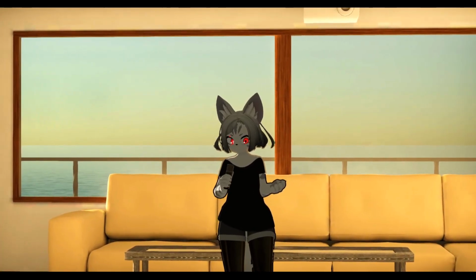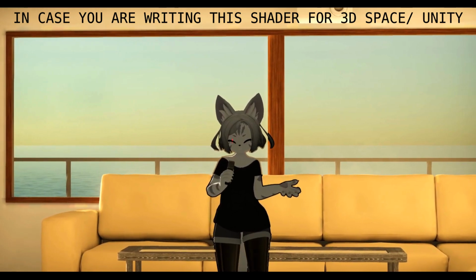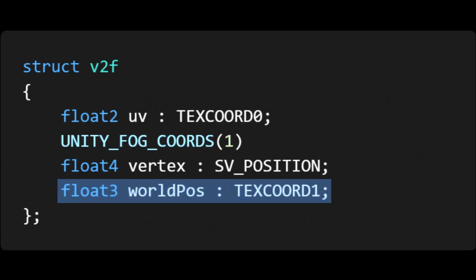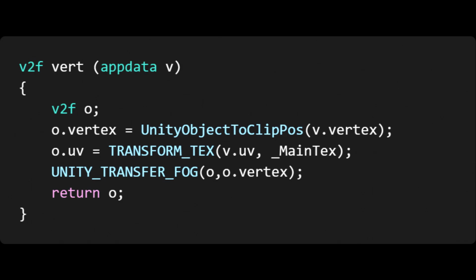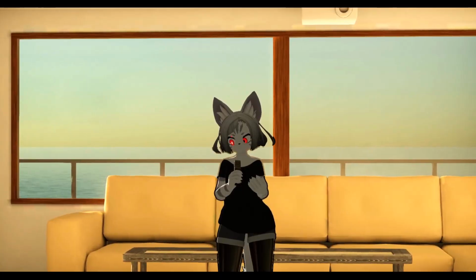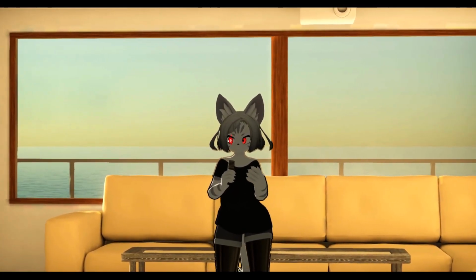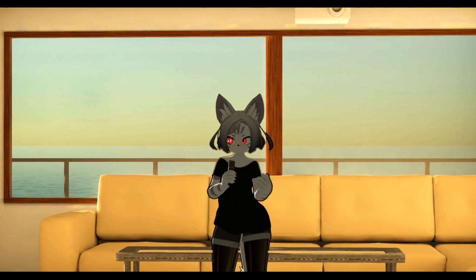Before drawing the rays, we need to get something from our vertices, and that is the wall space position. Simply add a float3 for that vector on the vertex to fragment structure, and on the vertex shader, assign it by the object to wall matrix multiplied by the vertex position. This multiplication, as the matrix name says, converts the vertex position from local space to wall space.